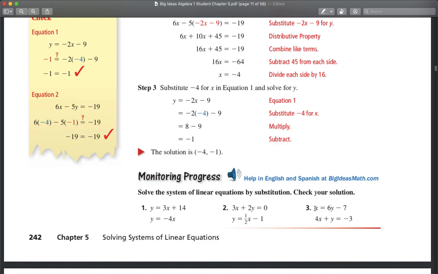Problem 3. Look at the first equation. What is it already solved for? It's already solved for x. So what you can do here is, for equation 1, instead of there being an x here, replace this x with what it is, which is 6y minus 7.